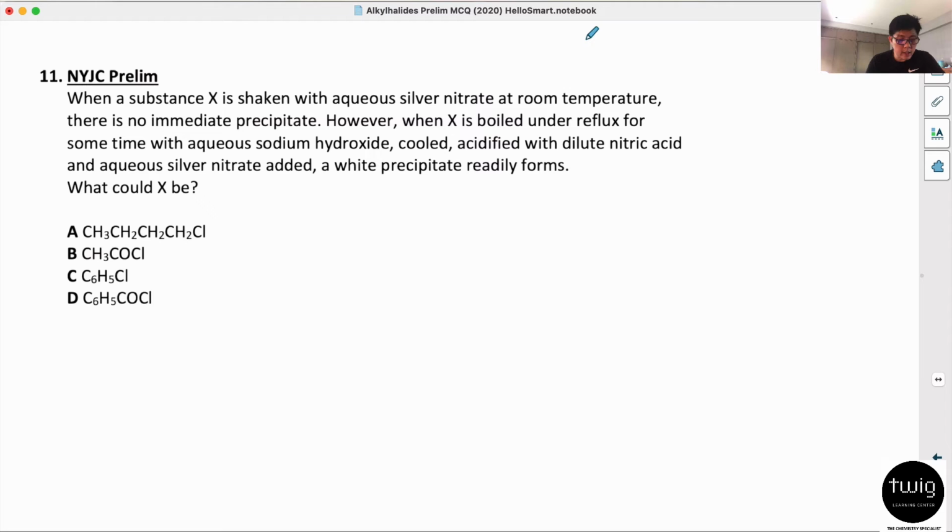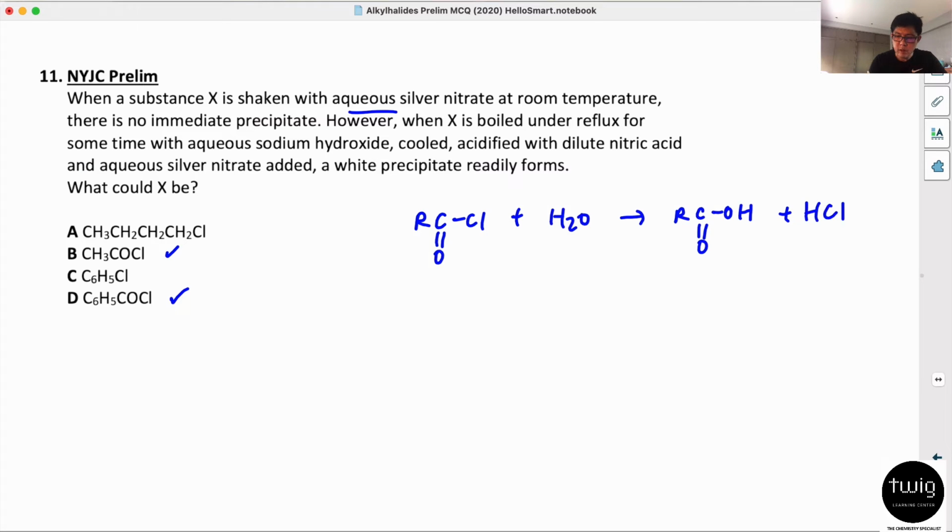Okay, let's look at question number 11. When a substance X is shaken with aqueous silver nitrate at room temperature, there's no immediate PPT. You need to take note that acyl chlorides, like B and D, are highly reactive. So in the presence of water, because this is the aqueous medium, it will undergo hydrolysis to form RCOOH and HCl. The Cl minus is being kicked out, so the Cl minus will immediately react with Ag plus, and you see a white PPT of silver chloride.